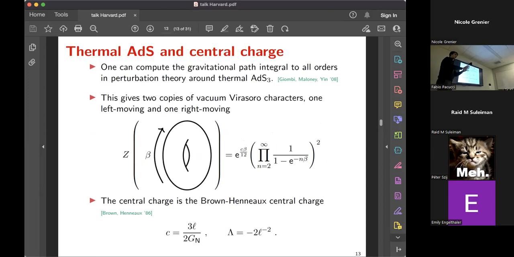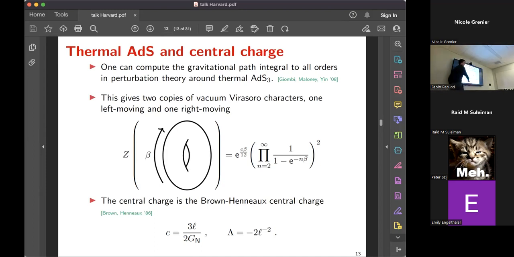But this doesn't mean that we understand the non-perturbative question. It just means all orders in perturbation theory. This was first done by Maloney and Witten in 2008, and the calculation is more or less what you expect. If you compute the partition function on this thermal AdS background, what you get is these infinite products. If you're familiar with 2D CFTs, these are precisely the descendants that I mentioned before. You should read them as harmonic oscillators, and they account for all the descendants of the vacuum. This is just the vacuum representation.